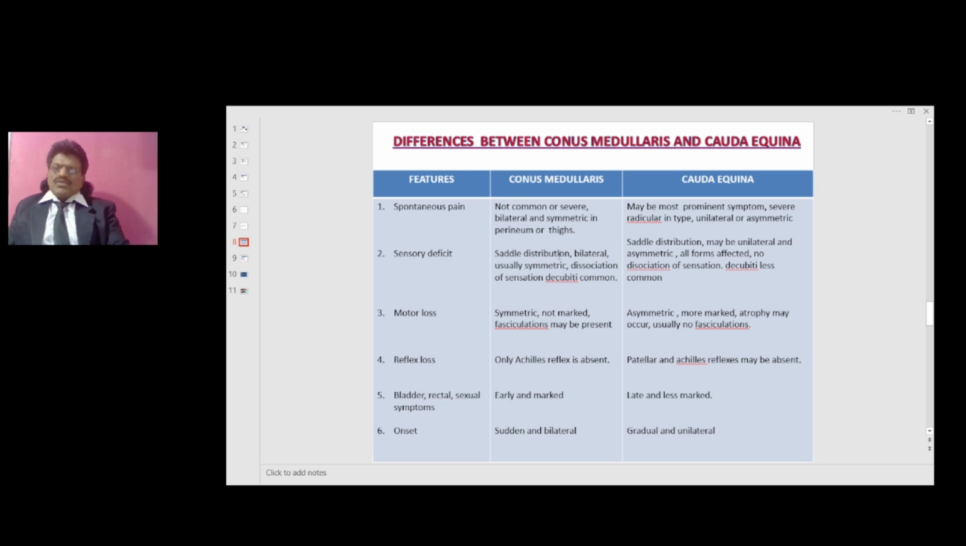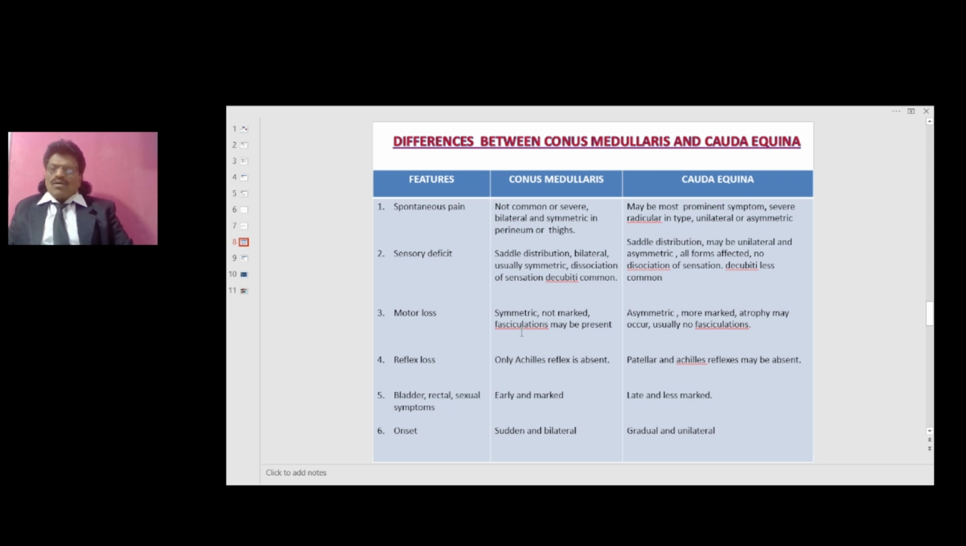Sensory deficit. Conus medullaris means we are talking about the tip of the spinal cord, so S3, S4, S5 are primarily involved. So there is saddle distribution, bilateral and usually symmetric. There can be dissociation of sensation, that means the spinothalamic tract is affected, so pain and temperature are lost as compared to the position, joint and vibration sense carried by the posterior column. Since the pain fibers are affected, there can be decubitus ulcers. Whereas in cauda equina, there is saddle distribution, maybe unilateral and asymmetric. All forms are affected, there is no dissociation of sensation, and decubitus ulcers are less common.